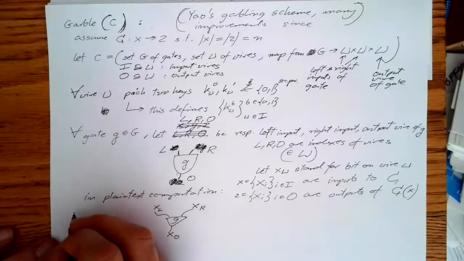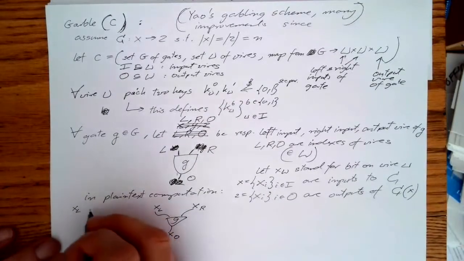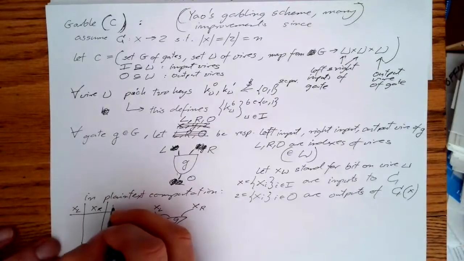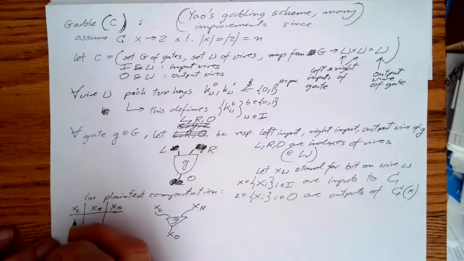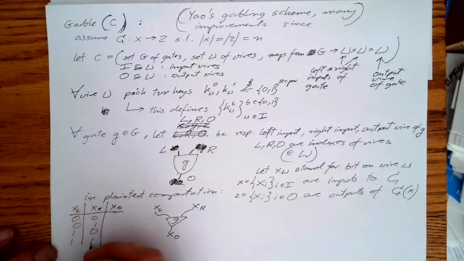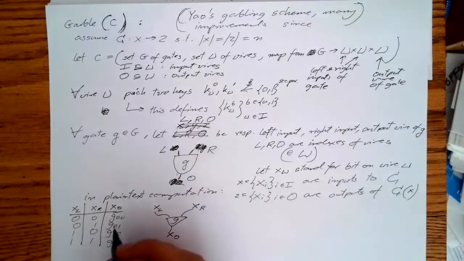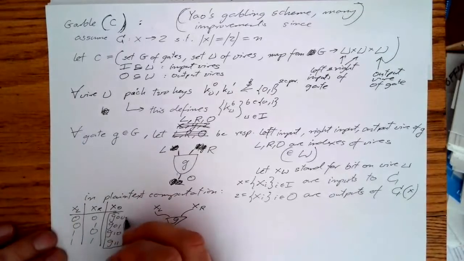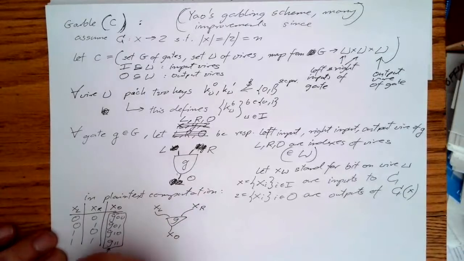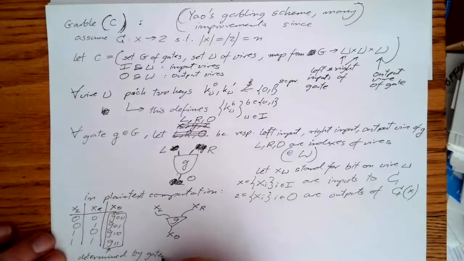As before, this gate is public. All the gates are public. So X_O is a function of X_L and X_R, which can be written like this, where this vector is determined by gate G.